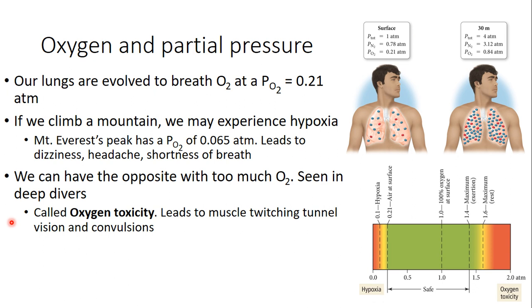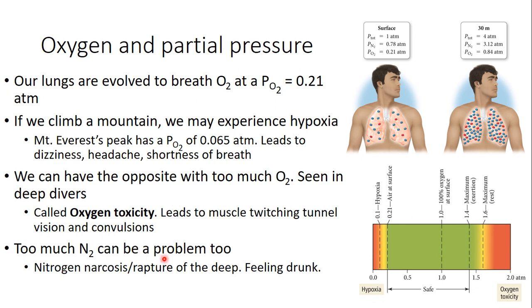While the opposite can be true if you have too much oxygen. So let's say you're a deep sea diver and the pressure of oxygen is higher than 0.21 atmospheres. You can get oxygen toxicity. So you get muscle twitching, tunnel vision, convulsions, and that's really bad if you're diving under the water.